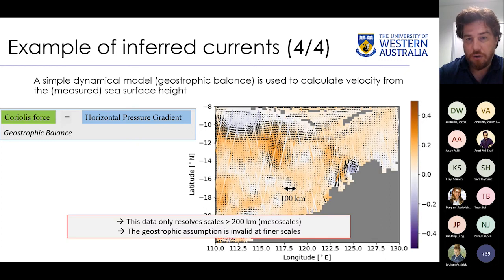So this is great data for resolving eddies at larger scales, but it only resolves scales greater than roughly 200 kilometres, so the mesoscale eddies. Another point that I'll make later as well is that even if these satellites measured at finer resolution in space, this geostrophic assumption that's used to infer what the currents are breaks down. And I'll talk about that a bit later as well.